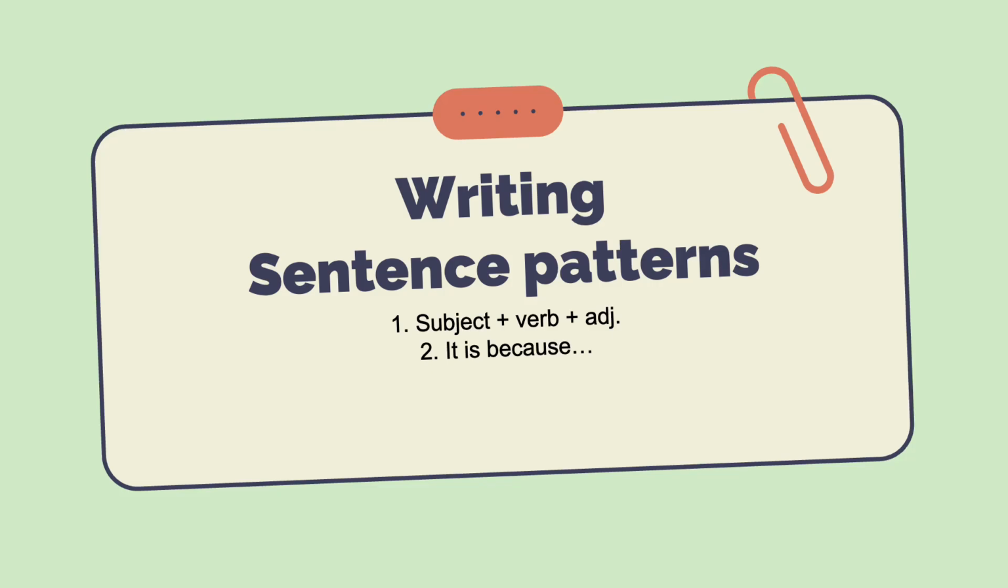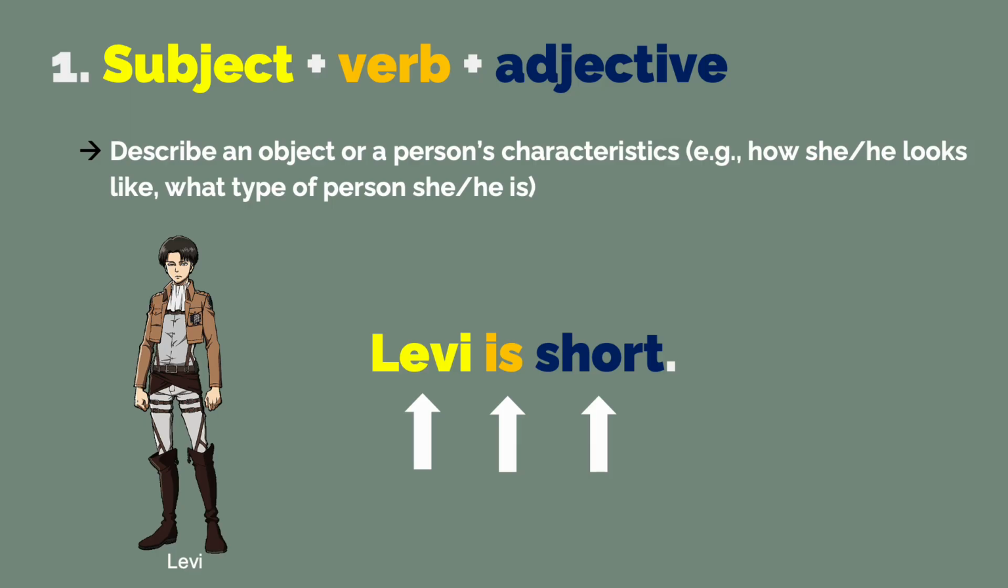Hello everyone. Today in this video we are going to recap two sentence patterns we have learned in this term. One of them is subject plus verb plus adjective, and the other sentence pattern is it is because. Let's get started. First of all, let's take a look at the first sentence pattern, subject plus verb plus adjective.